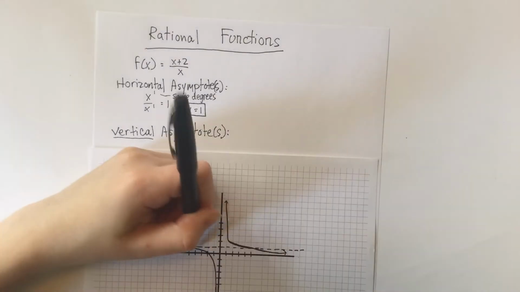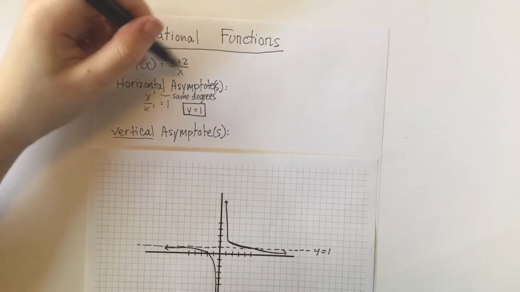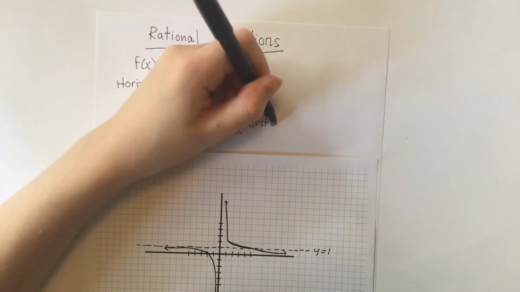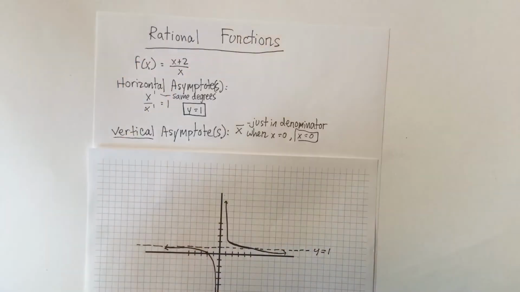For the next part, we have to look at the vertical asymptotes. For that, you just have to look at the denominator and set it equal to 0. In this case, the denominator is x, so x equals 0, and that's all you have to do. But if the denominator was something else, like x plus 2, then the vertical asymptote would be x equals -2.